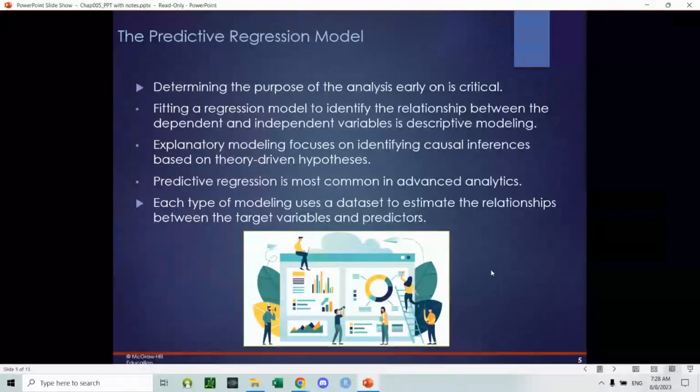Okay, so when creating a predictive regression model, determining the purpose of the analysis is a crucial step. Identifying the relationship between the dependent and independent variables is part of descriptive modeling. Explanatory modeling identifies causal inferences using theory-driven hypotheses. However, predictive regression is the most common regression model in advanced analytics. Each type of modeling uses a data set to estimate the relationship between the target variables and the predictors. And then validation data is the part of the data used to assess the model developed from the training data. So a test data set is created to use for model validation.